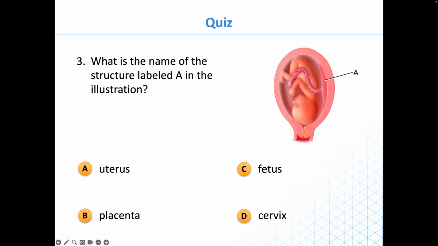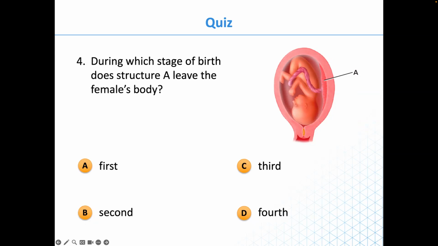So what is the name of the structure labeled A in the illustration? The one labeled A. You mean the placenta? Yeah, that's correct. So during which stage of the birth does structure A leave the female's body? You mean C or D?